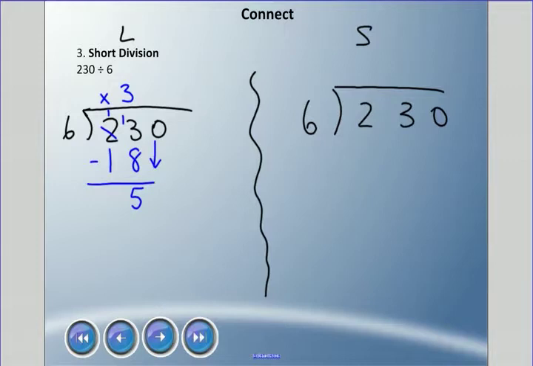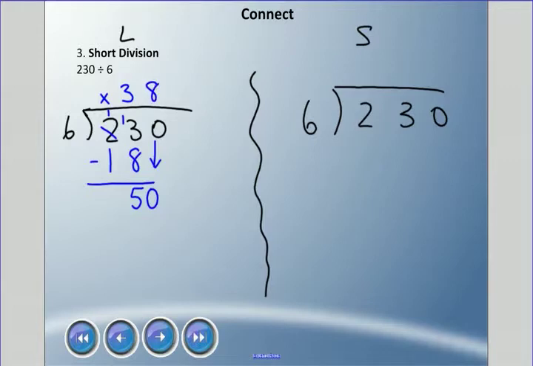I can't, but I can bring this 0 down to help me. And so how much can 6 go into without going over 50? Well, 6 times 10, that's definitely over. 6 times 9, that's 54, that's over. So 6 times 8, 48, that's the best one we got.